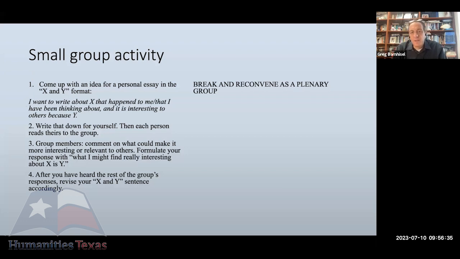I want to write about X that happened to me or X that I've been thinking about, and it's interesting to other people because why? Just write down that sentence for yourself. Then when everybody's had a chance to write one down, each person will read theirs to the group. For each person, other group members, I want you to say what might make it more interesting or relevant to others.